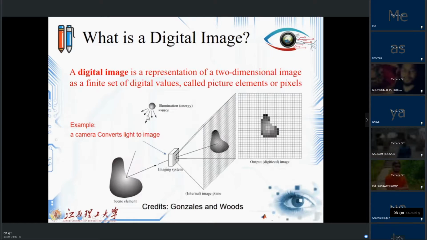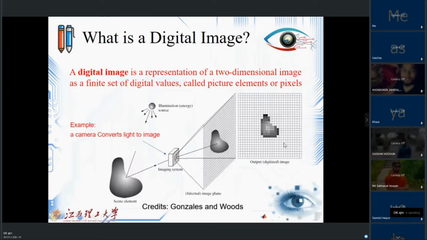You will see that if you have this shape or these elements, it is affected by the illumination or energy source, and then you can have an imaging system, with the help of which you can monitor it on the image plane. Then you can see the output, or digitized image. This image is mapped onto a matrix form, and in the matrix form it is very near to the real shape, but it is the digitized one. We will talk much more about this.